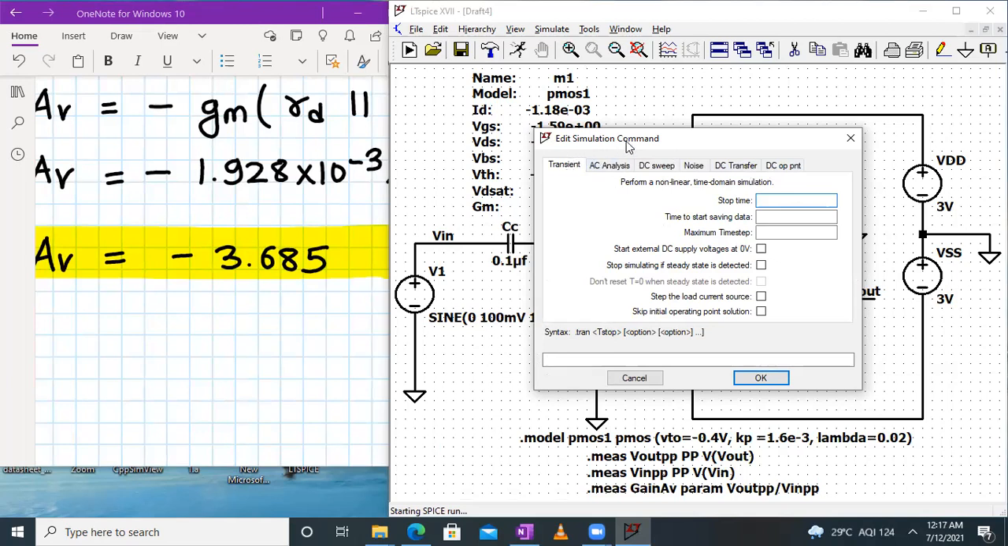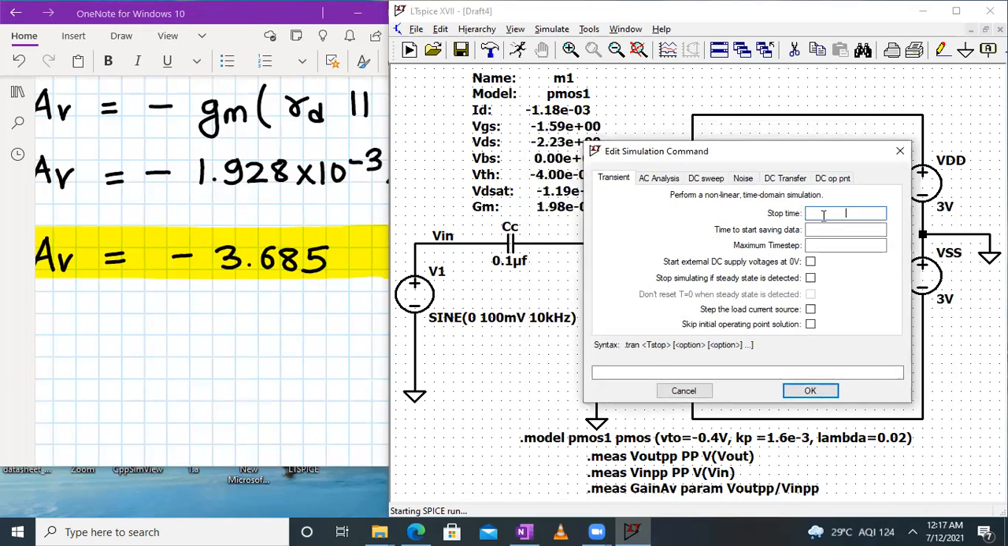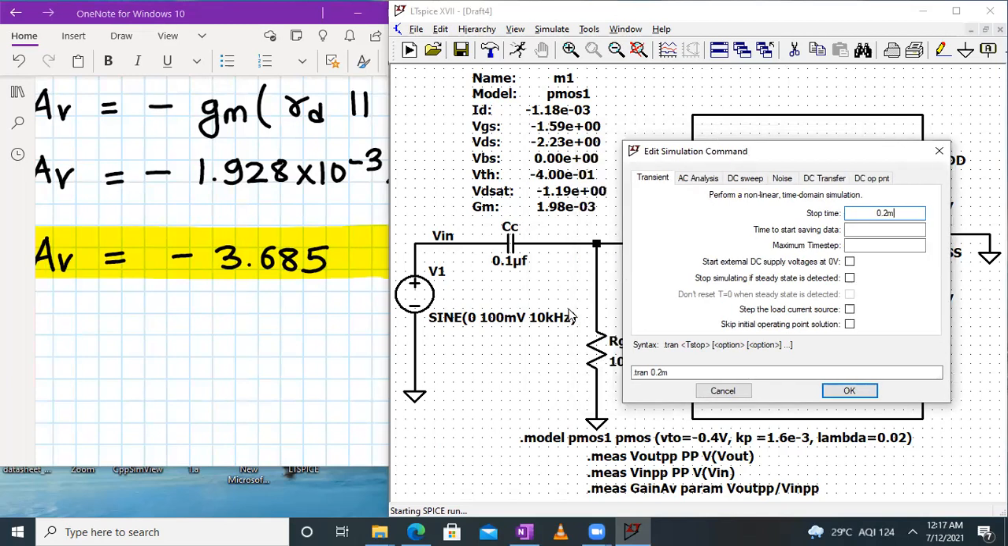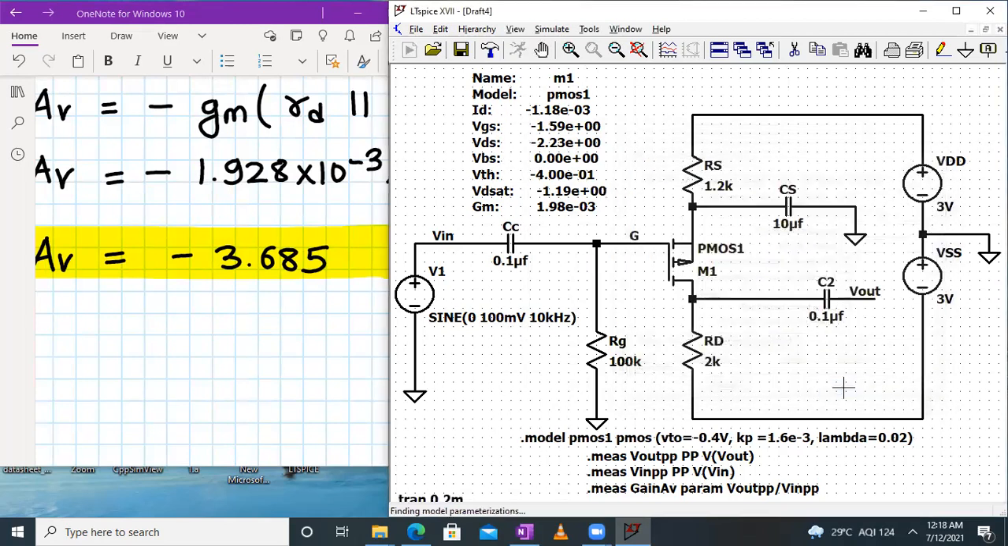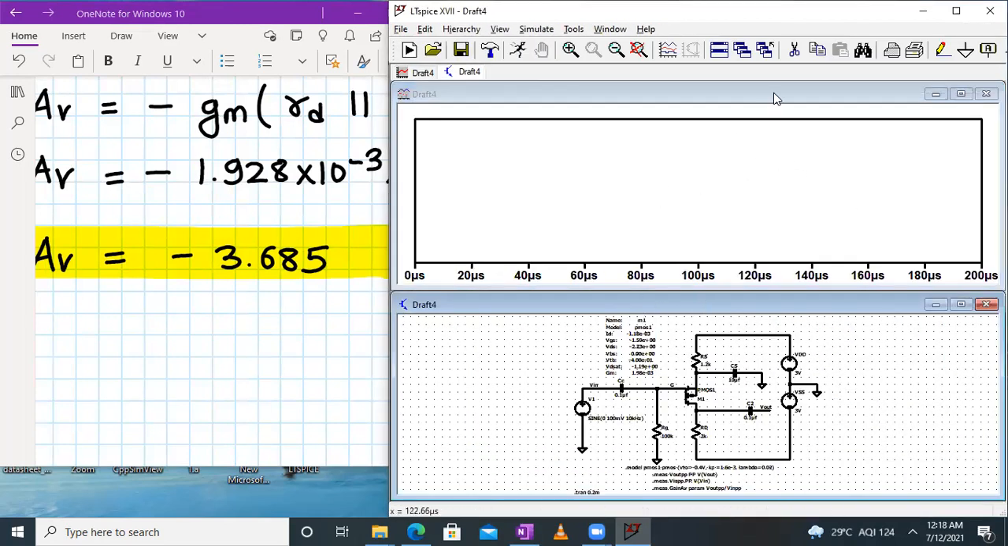and then we go to transient analysis. The stop time, we can give as around 0.2 milliseconds. Why 0.2 milliseconds? Because the frequency is given as 10 kilohertz, so 1 upon 10 kilohertz is around 0.1 milliseconds, and if we want 2 sinusoidal cycles, that's why we have given 0.2. Once we click on OK, a blank screen will appear.